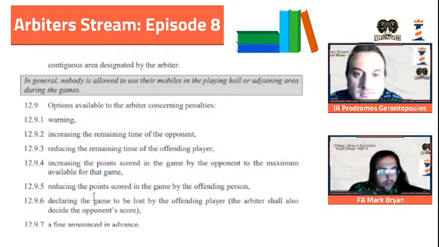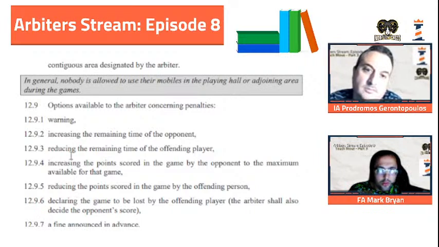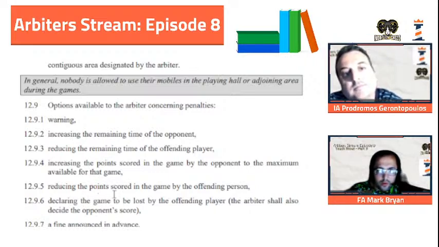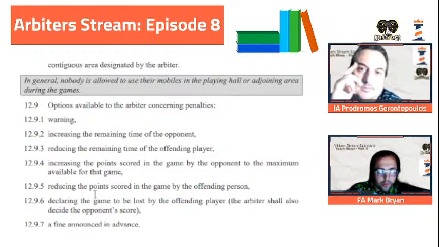This is when the player continues, after being punished with a time penalty, and then the player will get this punishment with the loss of the game.